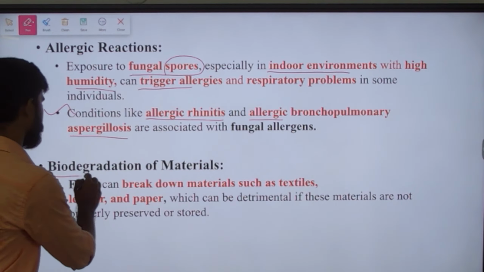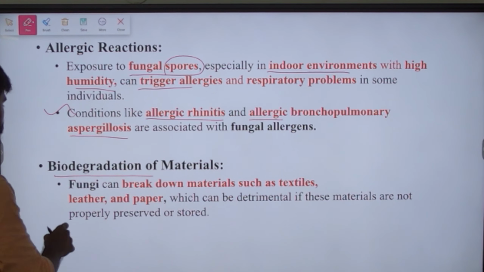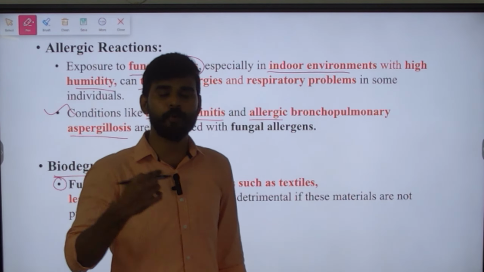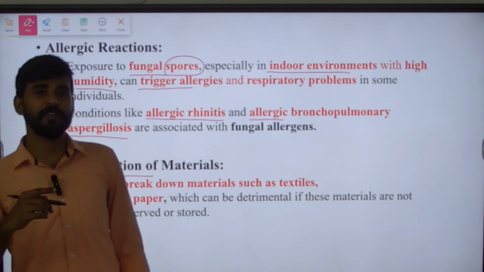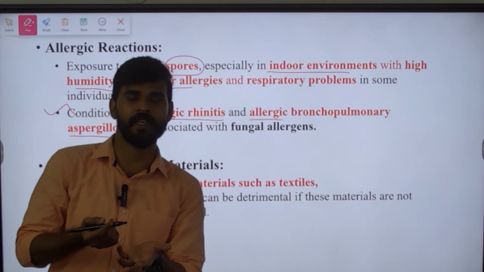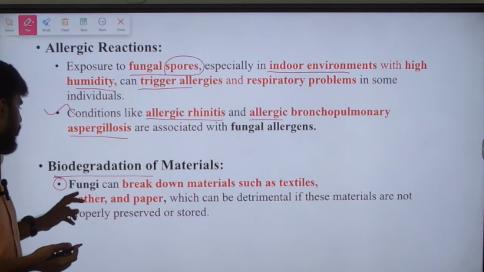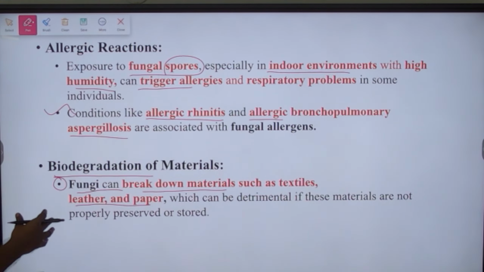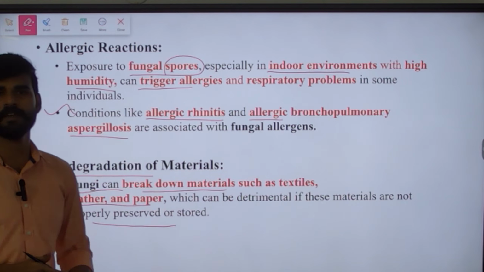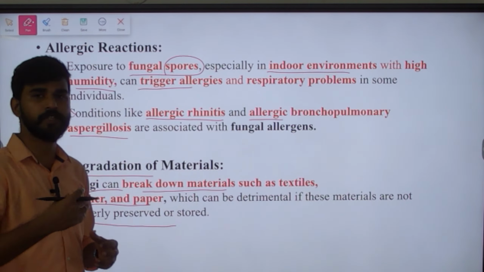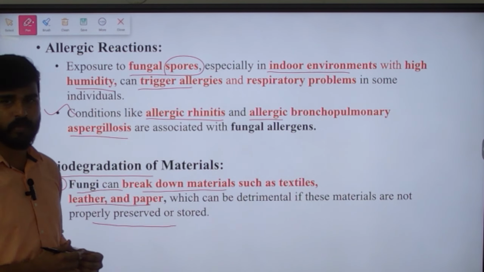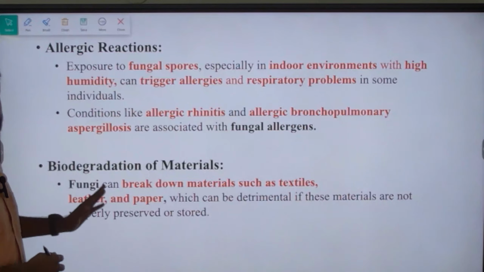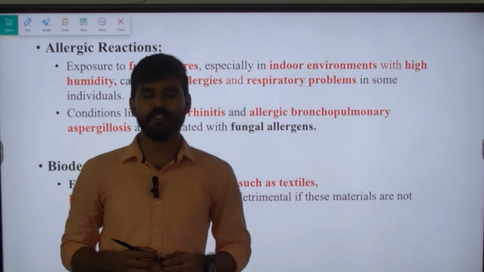Okay. Next, biodegradation of material. It also causes biodegradation of material. When it is going to cause biodegradation of pollutants, then that is useful to the environment. But if it is going to cause biodegradation of useful material, then it is a problem here. Okay, so it can break down materials such as textiles, leather, and paper. Okay, so if they are not properly preserved and stored, then it may be detrimental to these materials. So that is how it is going to affect the materials. Okay, biodegradation of materials. So these are the important things about fungi which we must know.